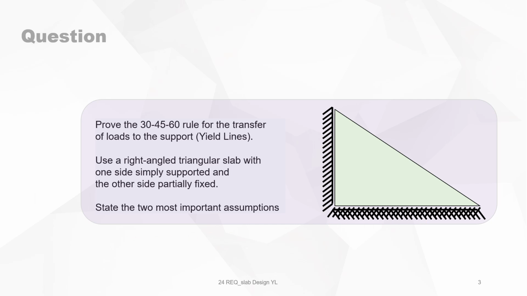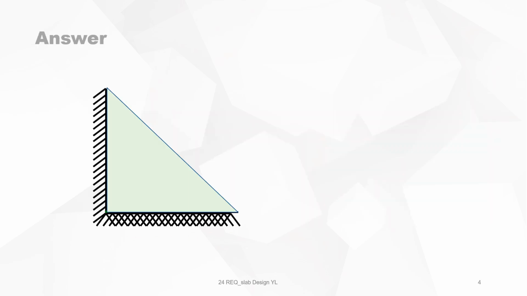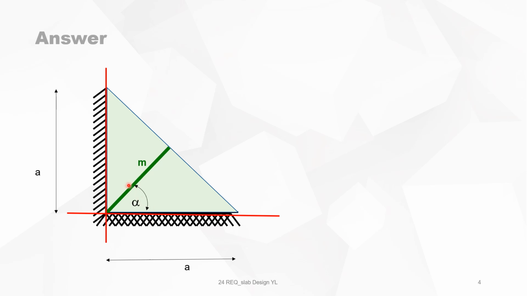Take the two most important assumptions. The slab has a side length of A. We start with the axis of rotation, which is at the two supports. We know that the yield lines start where two axes of rotation cross under an angle alpha, because we do not know what the angle will be, because of the different conditions of the support fixation at this side.